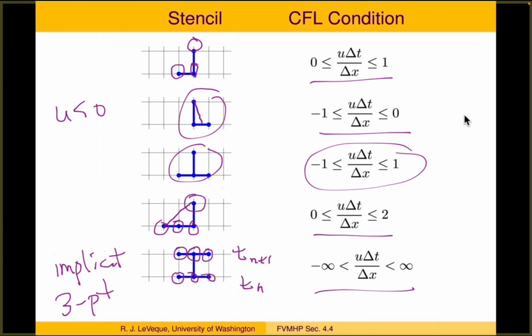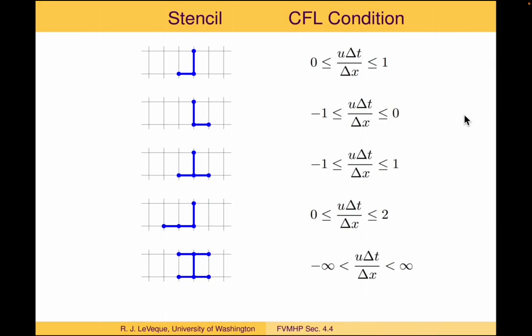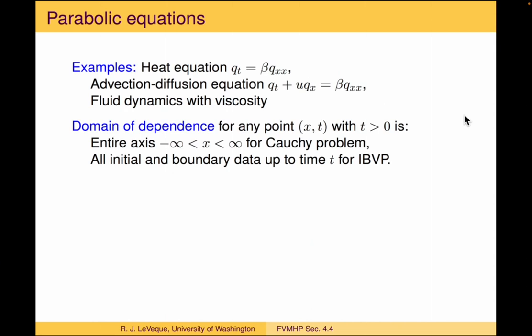It still might have some stability restriction, might only be stable for certain values of delta t over delta x, but the CFL condition at least is not imposing anything. So implicit methods are more typically used for parabolic equations rather than hyperbolic equations. So, for example, the heat equation or convection diffusion or fluid dynamics with viscosity.